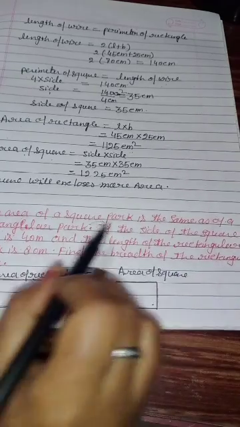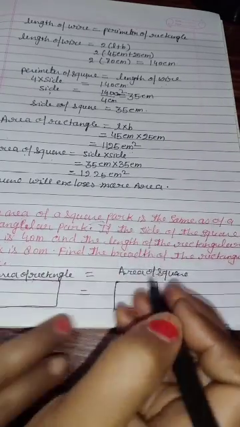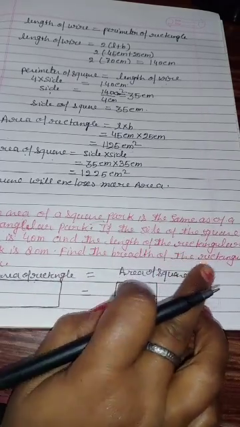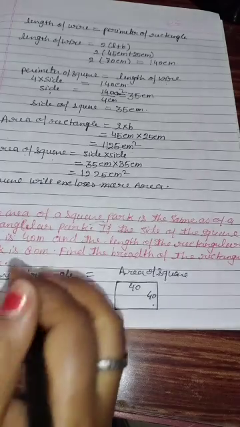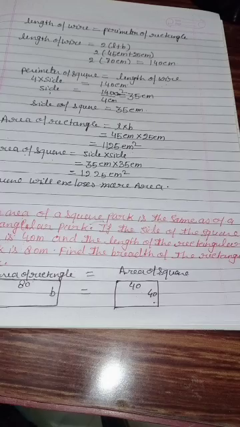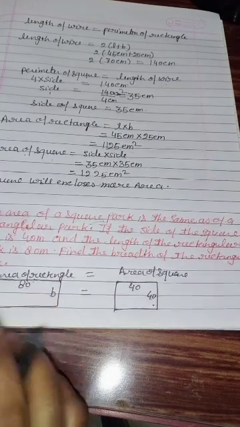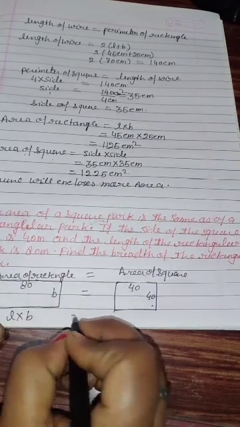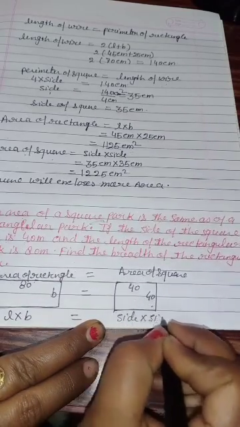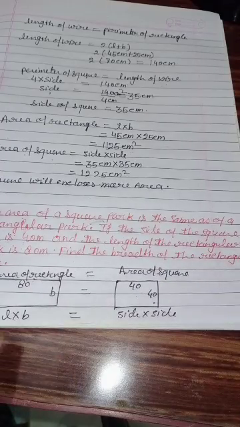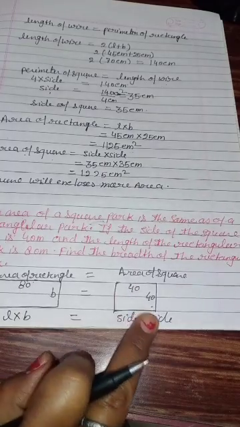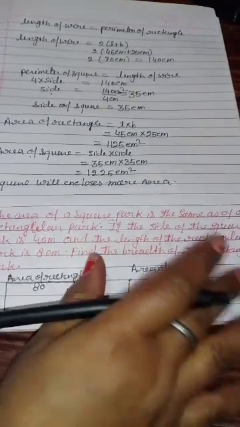If the side of the square park is 40 meter, it means its side is 40 and breadth is also 40, and the length of the rectangular park is 80 meter. Its length is 80 and suppose the breadth is b. Find the breadth of the rectangular park. Its area will be length into breadth, and the area of the square will be side into side. Are you getting it? So length is 80, and breadth you will put as b, and its side is 40 and another side is also 40. See that now.